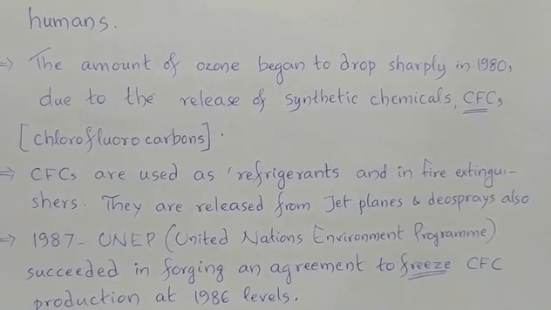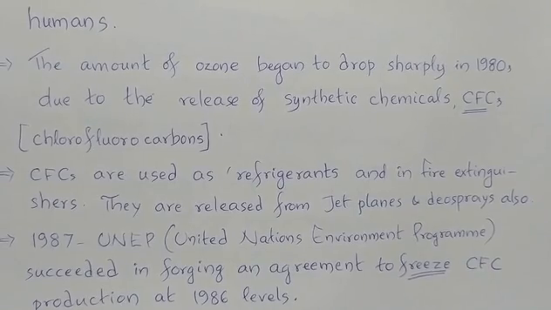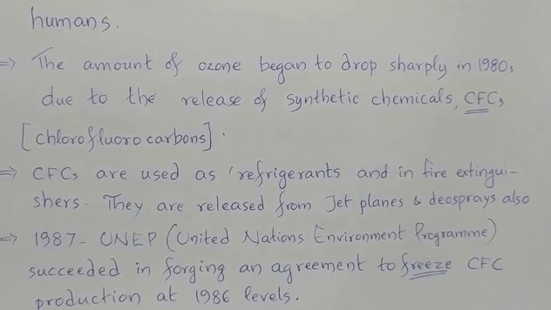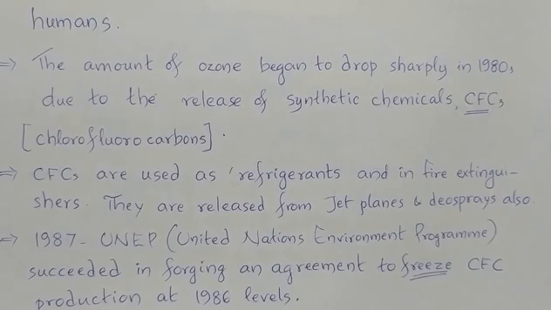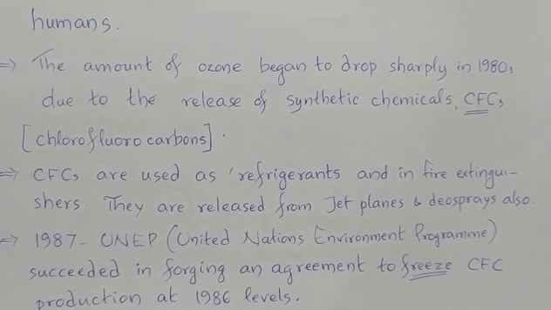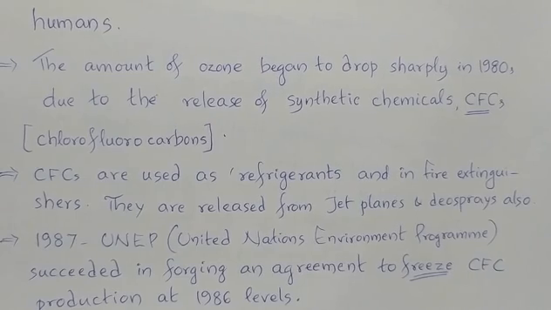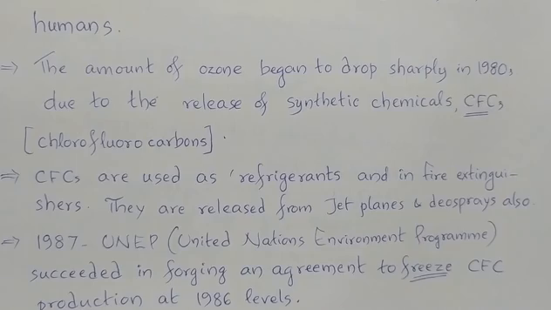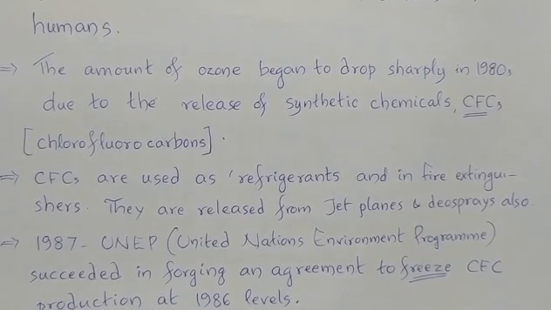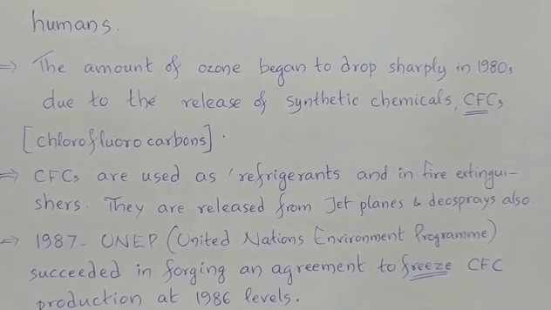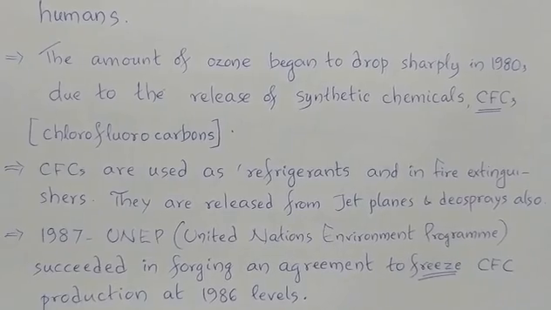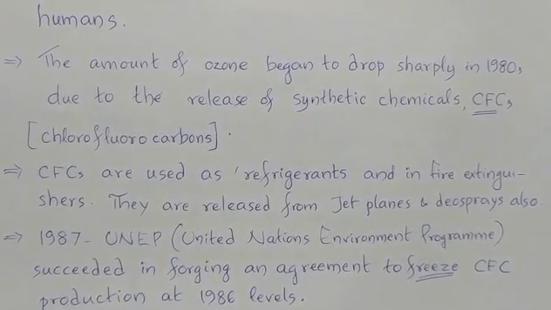So in 1987, UNEP, that is the United Nations Environment Program, formed a committee, through which they succeeded in forging an agreement to freeze CFC production at 1986 levels. So the CFC production was not completely stopped, but was just limited to 1986 levels because of the UNEP. This happened in 1987.